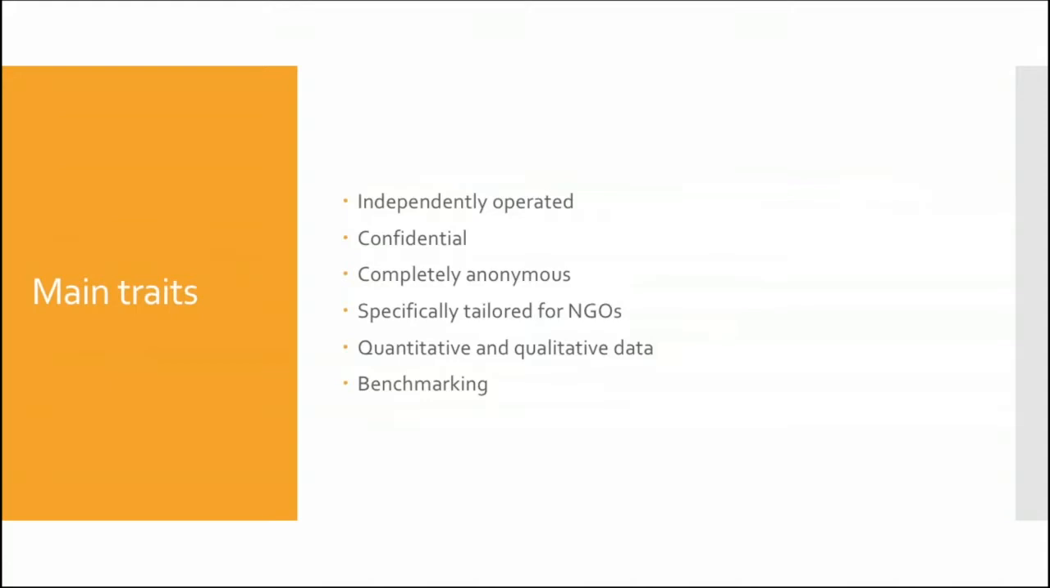The main traits of the tool are that it is independently operated by a third party, in this case us, Keystone. It is completely confidential. The results are shared directly with the organization, and Keystone does not publish any results that are attributable to an organization, unless, of course, the organization agrees to it. It is completely anonymous, and this is why it cannot serve as a reporting mechanism.